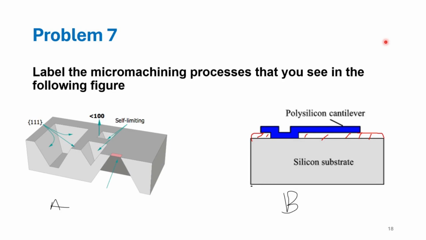So label the micro machining processes that you see in the following figure. So we see two structures, right? In the first structure, let's say we give it a name A, and the second one let us give a name B. So which one is bulk micro machining and which one is surface micro machining?